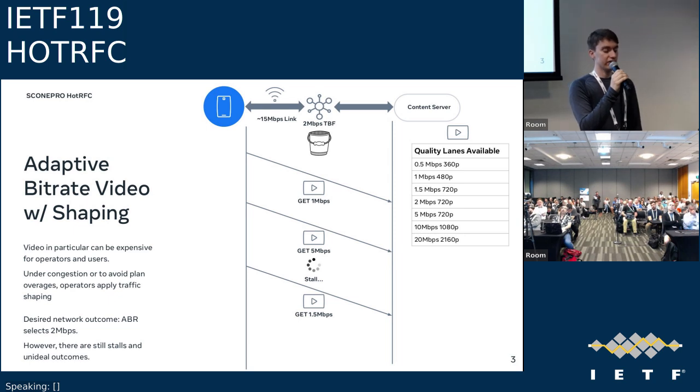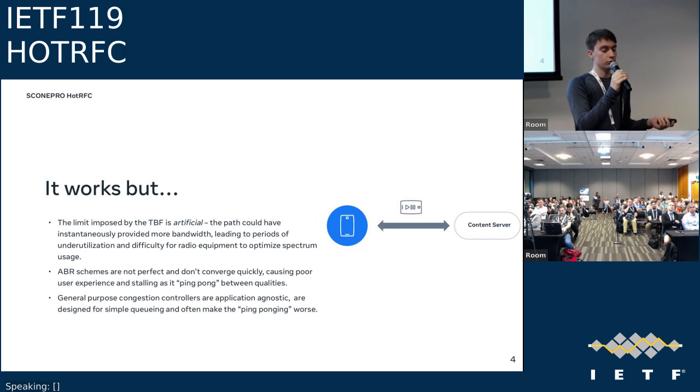And the desired outcome is that the client's going to choose that 2 megabits per second quality lane. And so it does this basically by arriving at the fact that there's a limit on the network. And so it stalls, and then eventually at the end there gets a different quality level that's below the 2 megabit per second shaper. So this works, but it's kind of trying to achieve a second order outcome, which is data limitation based on a network thing and introducing an artificial limit. And so this has a lot of problems in practice, not least of which the ABR schemes aren't perfect, but also congestion controllers aren't very good at dealing with these things.